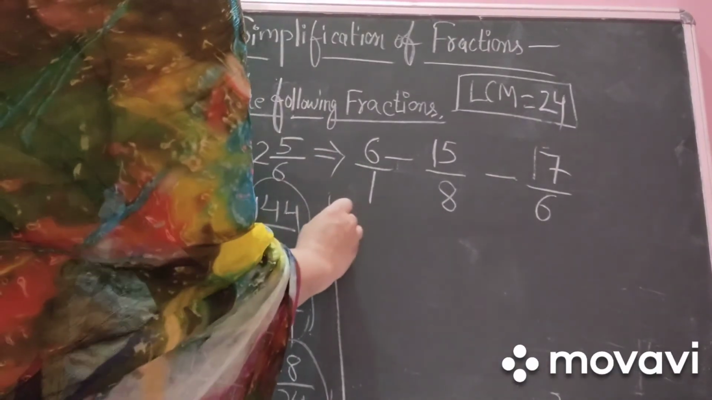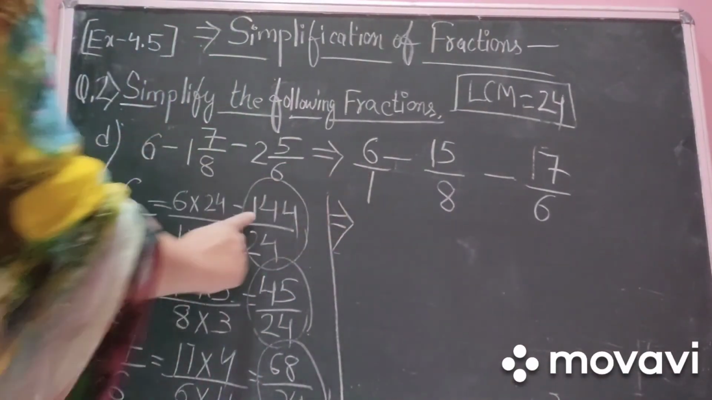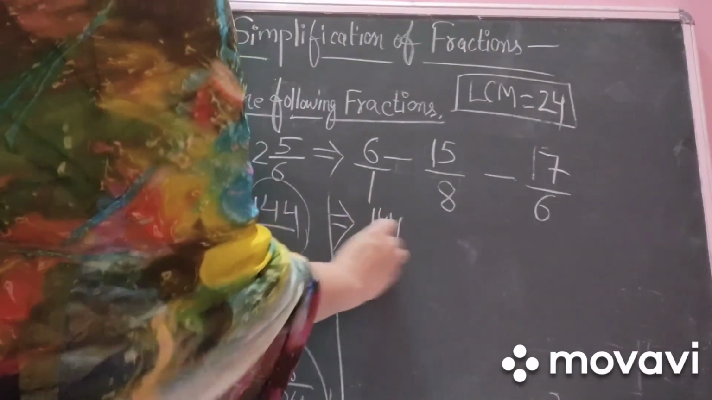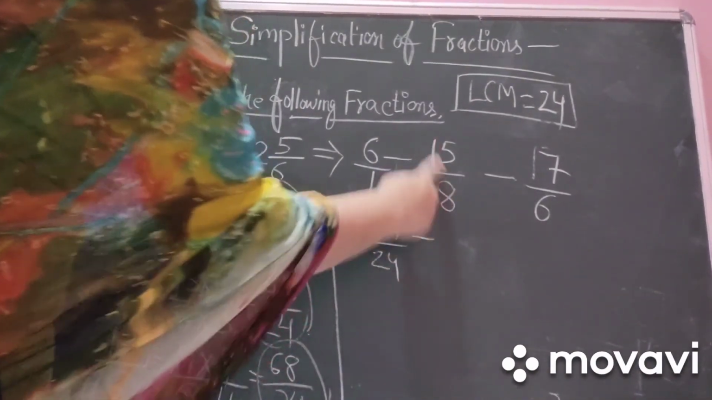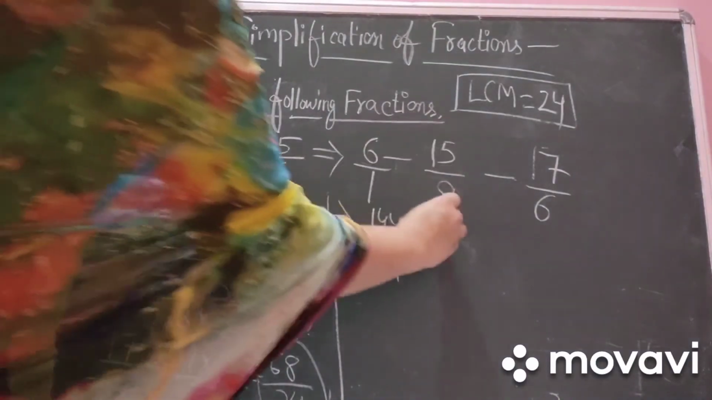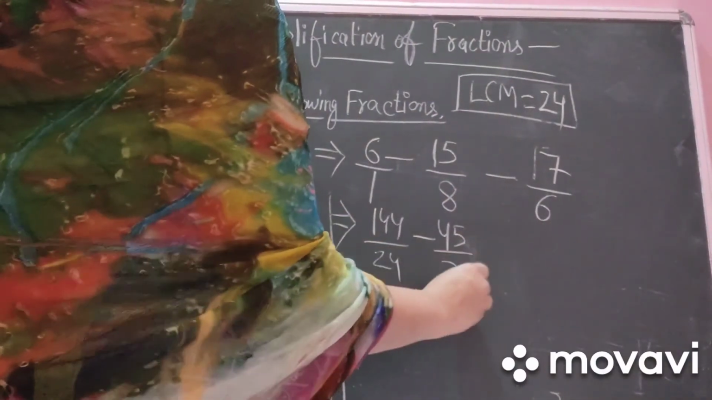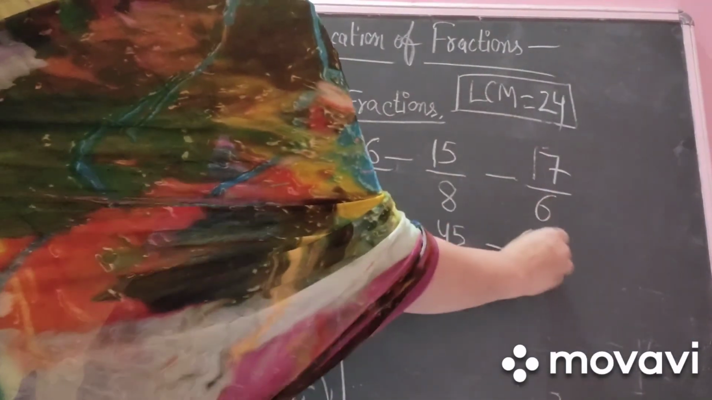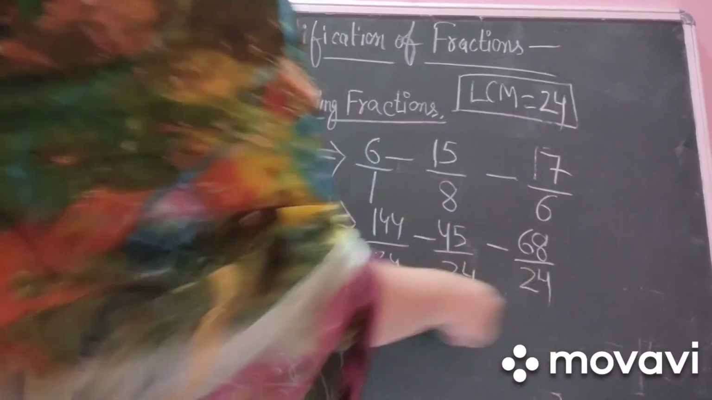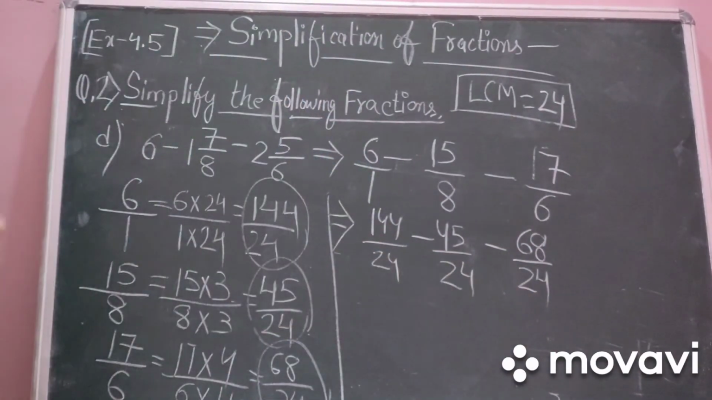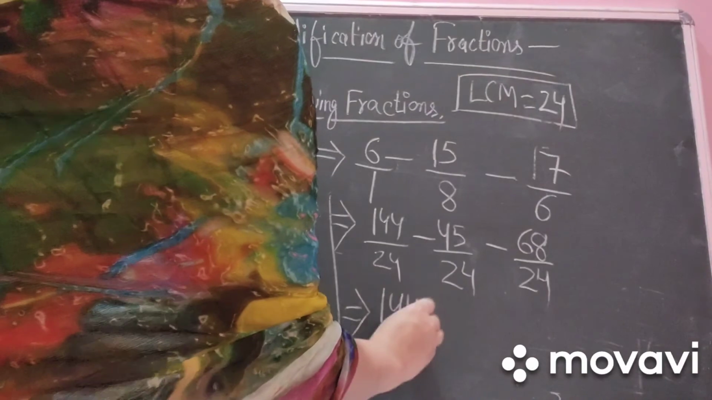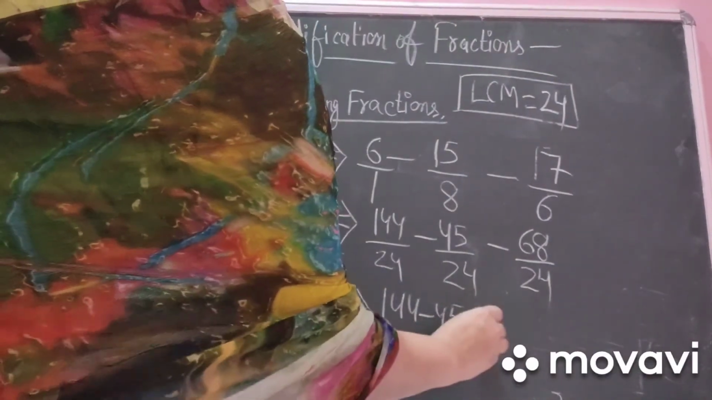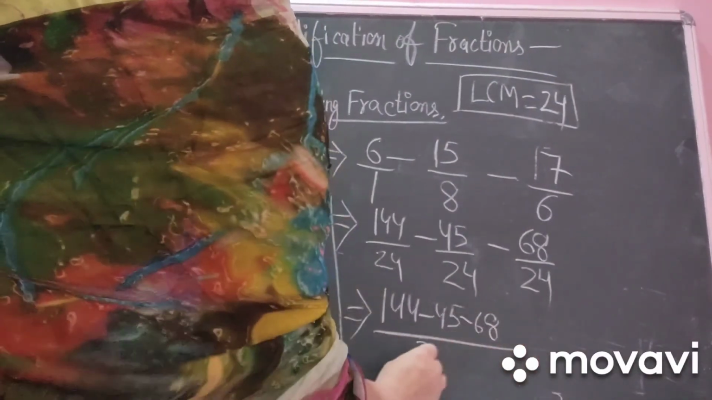अब आप कैसे करेंगे देखिए. 6 by 1 is actually 144 upon 24 minus 15 upon 8 is actually 45 upon 24. Again minus 17 upon 6 is equal to 68 upon 24. Now we are having 3 like fractions. Okay. So calculate the numerator and write down the denominator as it is. 144 minus 45 minus 68 divided by 24.